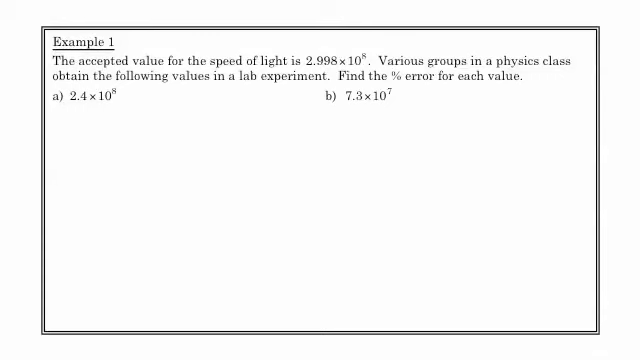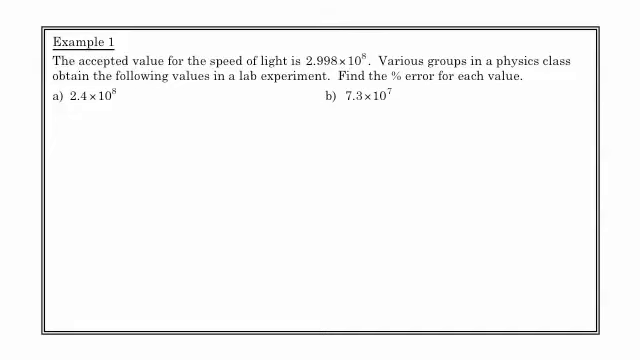Here's an example, pulled from a grade 12 course where one of their first labs is to calculate the speed of light. The expected value of the speed of light, or the accepted value, is 2.998 times 10 to the 8th meters per second. There should be a unit there, meters per second, excuse me. Oftentimes you'll see this as 3 times 10 to the 8th, but it's actually 2.998.